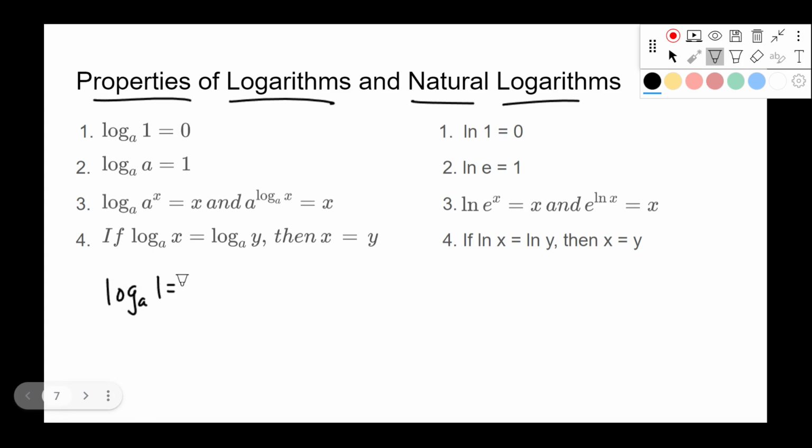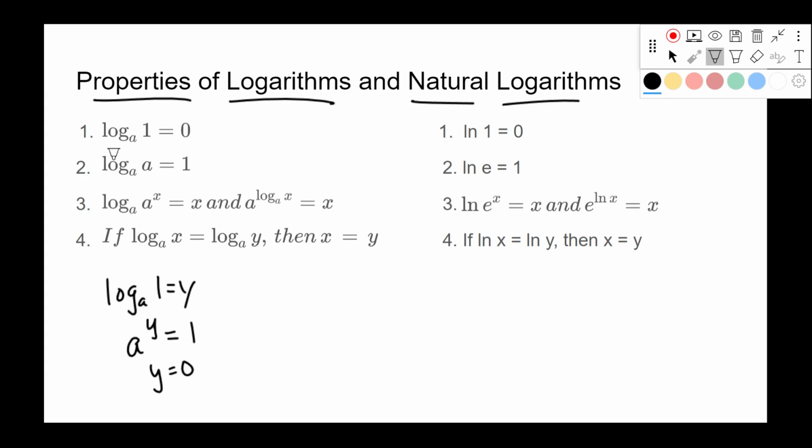Let's say you didn't know what this was, log of 1 with base a. I have no idea what that is. So I'm going to switch the form. It would give me a to the y is equal to 1, and I'm trying to solve for y. Well, I have a base to a power. The answer is 1. Well, then the power must be 0. Anything to the 0 power is a 1.